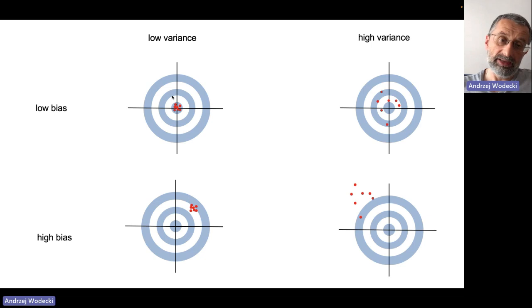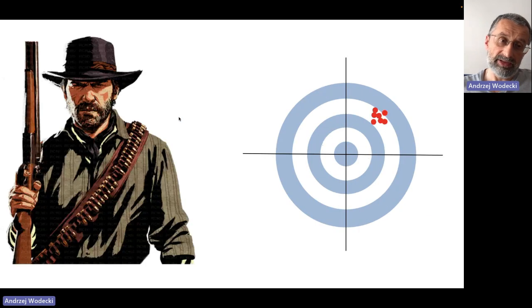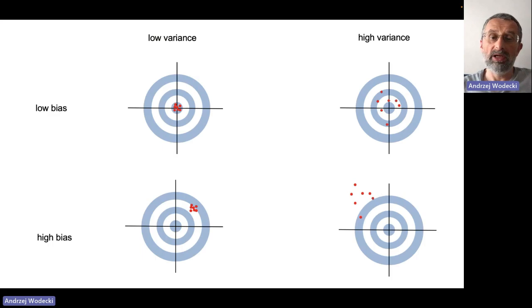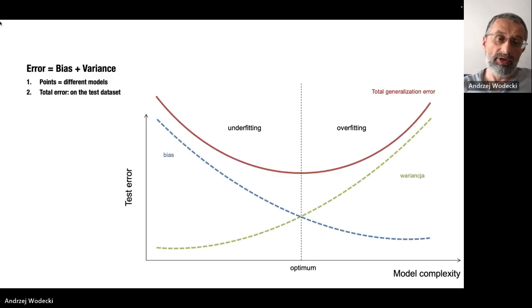So bias is this error performed by this guy, yes? He has quite a good hand, but his gun is decalibrated. So the more complex the model is, the systematic bias is decreasing, but the hand is more and more shaky. So when you sum up those two numbers, you get this curve. So this is a short recap.